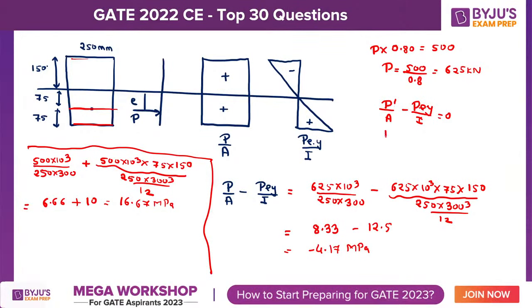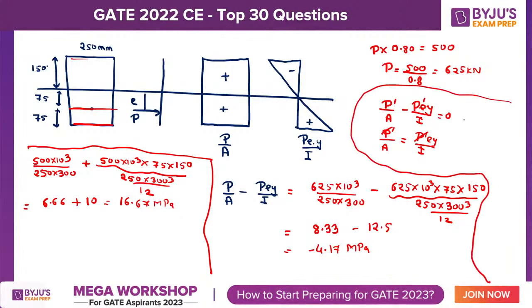Listen carefully. If we equate it, P dash by A is equal to P dash e y by I. If we cancel these two things, ultimately we are trying to find the value of e. So e is equal to how much? I divided by A y, right? So listen carefully, guys. What is the value of I? I is equal to 250 into 300 cube divided by 12, divided by area. Area is 250 multiply by 300, multiply by y. y is equal to how much? 150, correct? Now just solve it and let me know the answer.